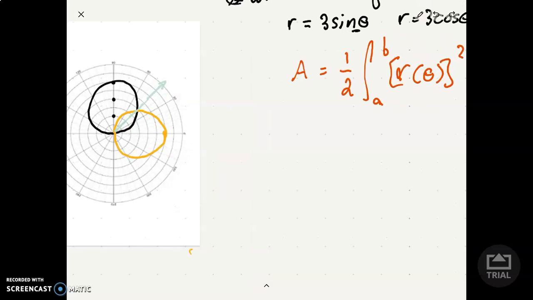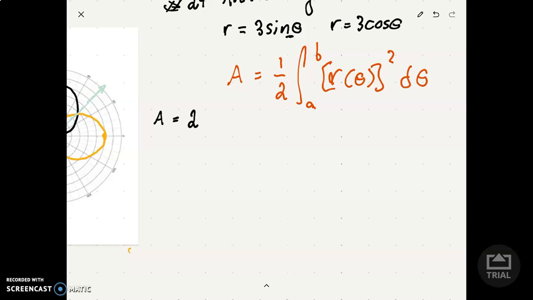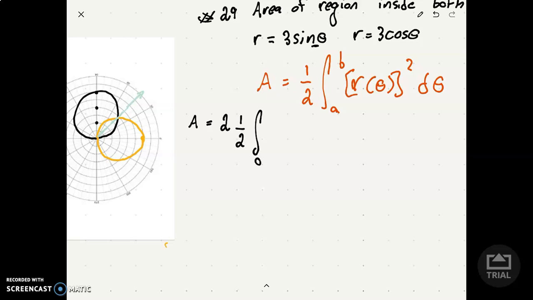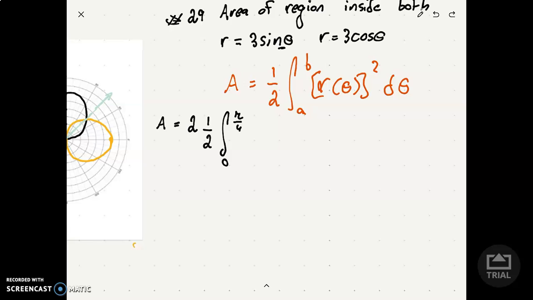So let's say area is equal to 2, because we're going to double it, since it's only one half of the intersection, times 1/2, and then we just use our formula. And we said it was from 0 to pi over 4. Pi over 4 is where the symmetry happened, and 0 is just to get this whole area here. Then it's 3 squared sine squared theta d theta, because we're considering the black curve. So it's really just this integral.